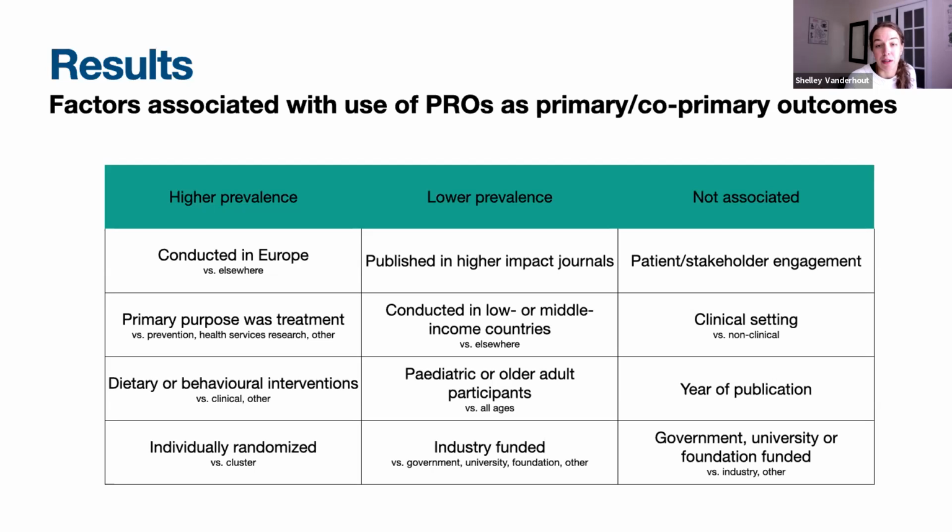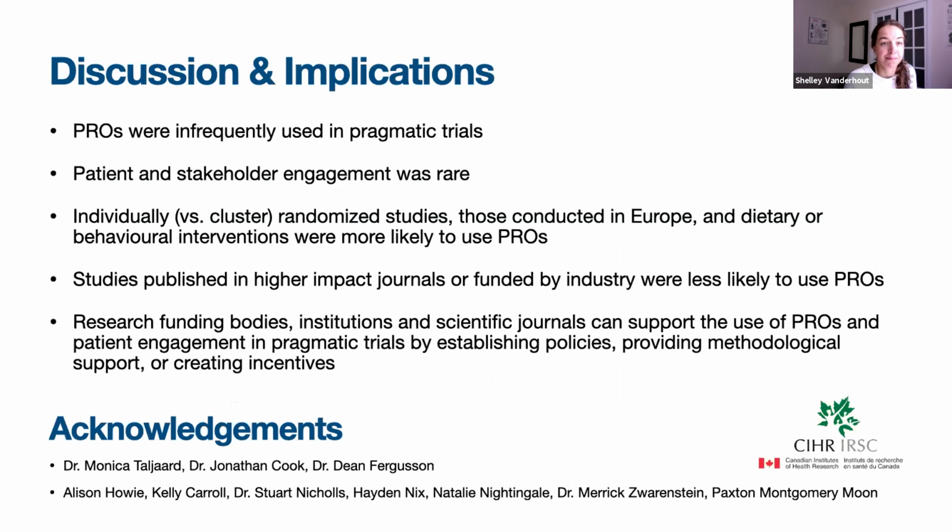We also found that there was a lower prevalence of use of PROs among trials published in higher impact journals, those conducted in low or middle income countries, those which included exclusively pediatric or older adult populations, and those which were industry funded. And finally, there was no association between the use of PROs and patient and stakeholder engagement, clinical versus non-clinical setting, year of publication, and government, university, or foundation funding.